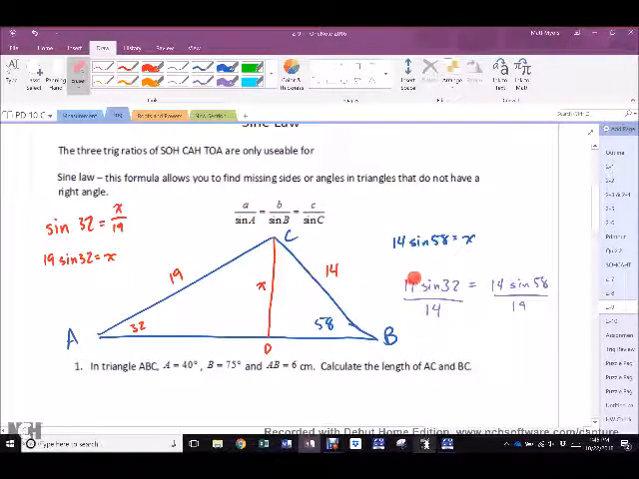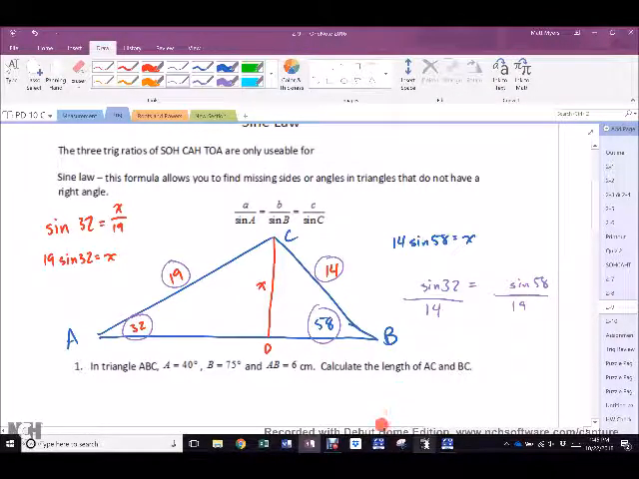I have, right? Because I divided by 19, yeah? So that's gone, agreed? Have I gotten rid of this 14? It's gone, agreed? 32, 14. 58, 19. Two ratios, yes?